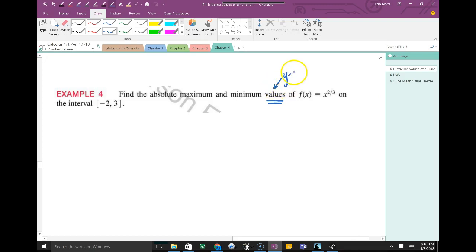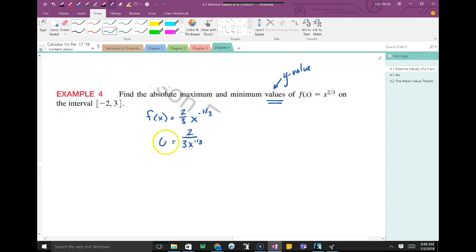We're looking for a y value. Okay, where do I start? I need to derive this function. What is the derivative of x to the 2/3? 2/3 x to the negative 1/3. I'm going to quickly rewrite that because I have a negative exponent. What's going to happen with that x? It's going to go into the bottom.